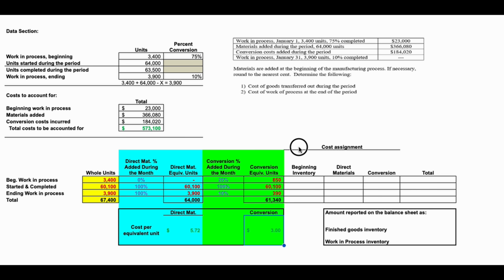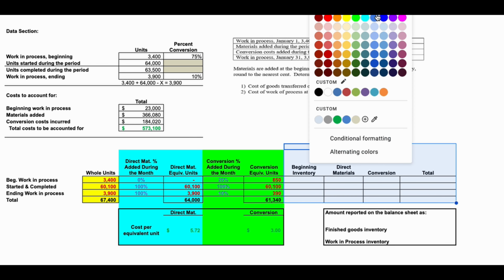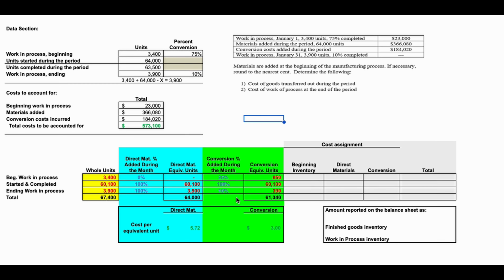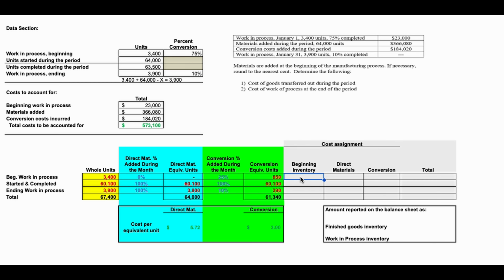The next thing I'm going to do, I'm going to change the color of my cost assignments. Now, I just like to keep everything visually separated. It makes it a little bit easier to understand what we're doing. The first cost that we're going to assign is beginning inventory.